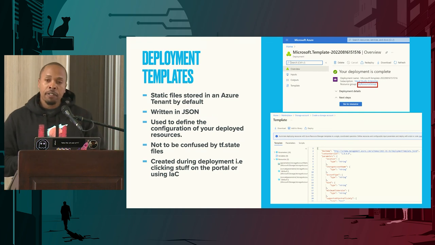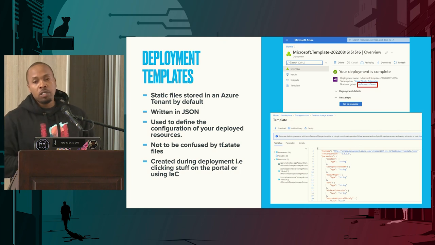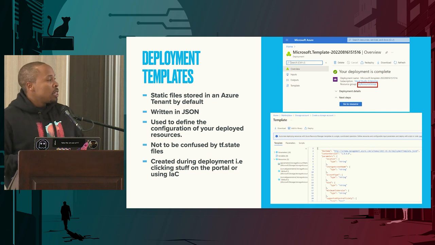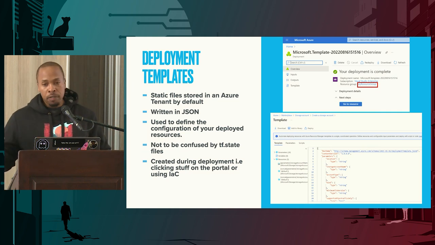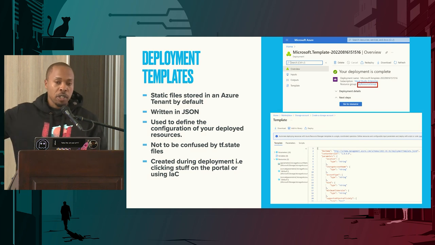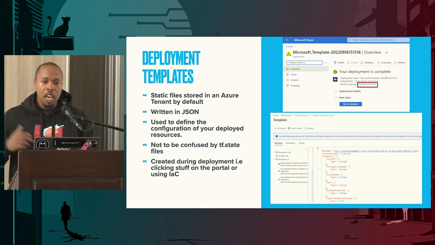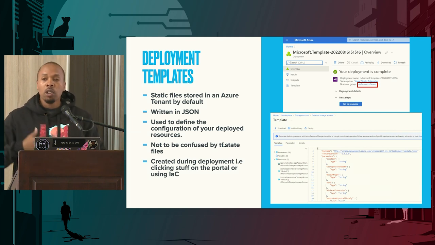These are static files stored within Azure. So when you're deploying an Azure resource, let's say you're clicking in the portal or you're using Azure CLI or Azure PowerShell or any infrastructure as code tool, then there will be a static file created by default. Don't confuse this with Terraform state files. That's something totally different. But even if you're using Terraform, you'll still have a deployment template stored within Azure. This literally just defines what you are deploying.